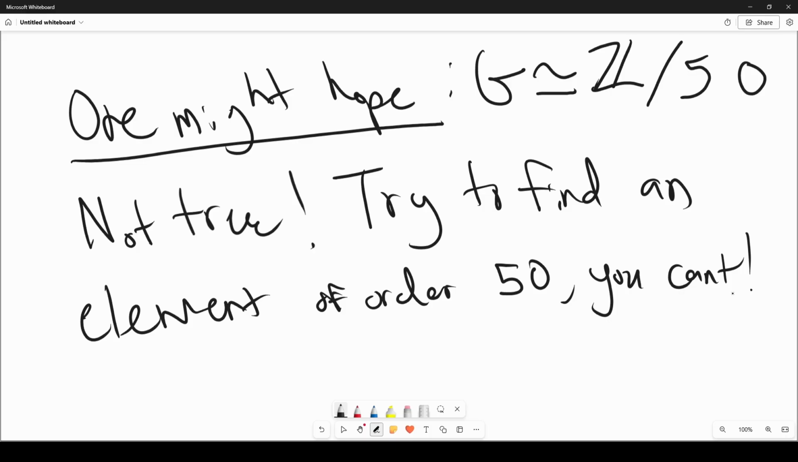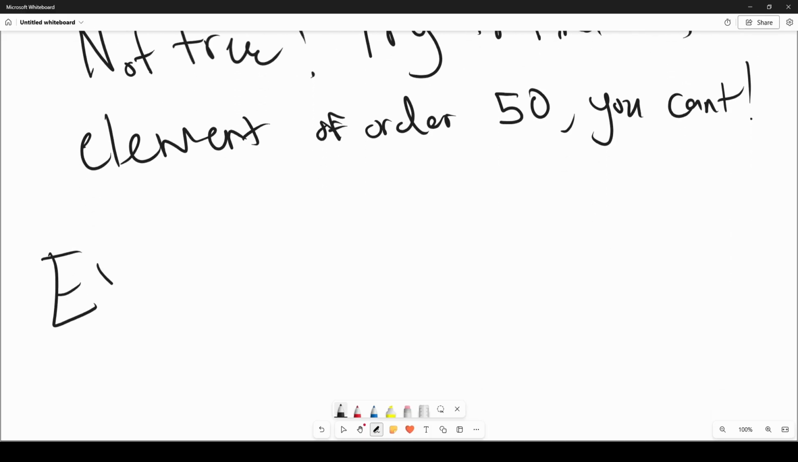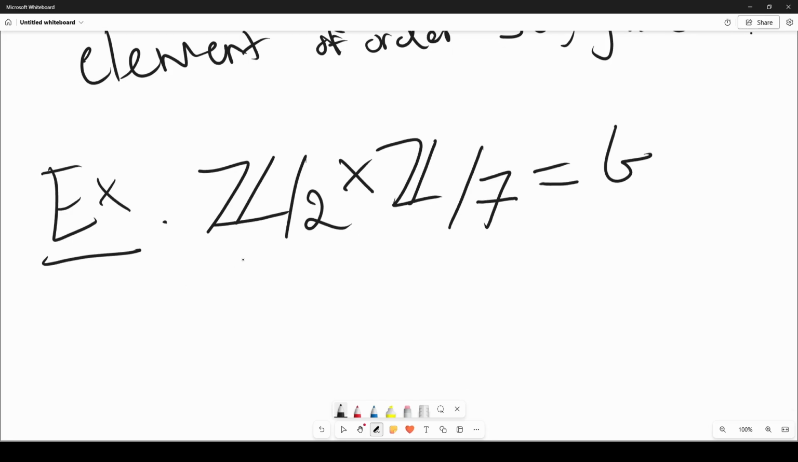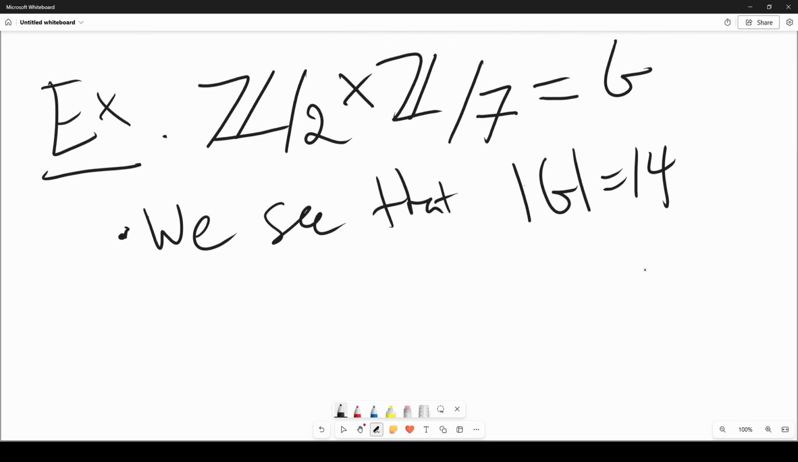So let's try another example where maybe this does work out how we would want it to. Okay. Let's try Z mod 2 cross Z mod 7, and I'm just going to call this G. So we first see that the size of G is 14, and we might hope that it's Z mod 14. In fact, in this case, we do get that G is isomorphic to Z mod 14.